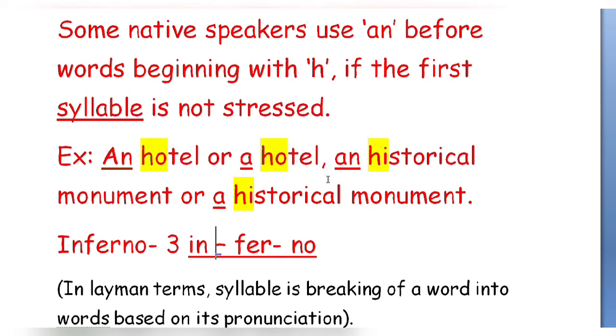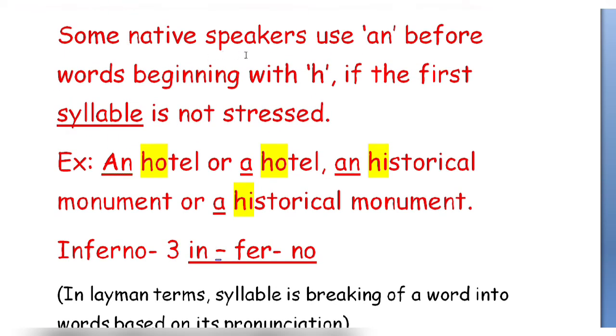Inferno. Now, what does this mean? Some native speakers use an before words beginning with H if the first syllable is not stressed. So here in this hotel example, HO is the first syllable. Now if I'm not stressing the first syllable, how do you pronounce this word? Hotel. So that time you say an hotel. Now if you stress the first syllable, it is hotel. I'm stressing the H-O. Hotel. Here I'm not stressing that. Hotel. So you say an hotel or a hotel.